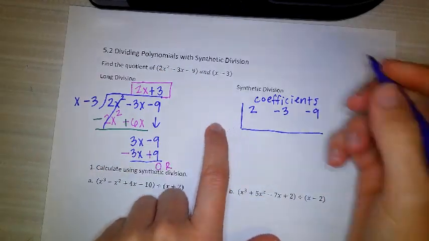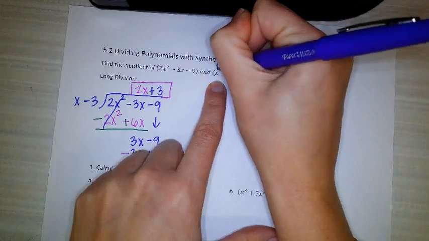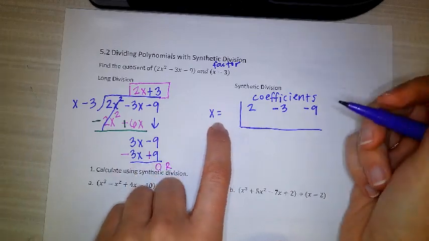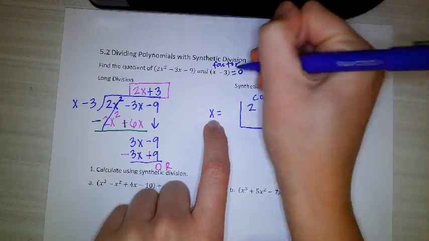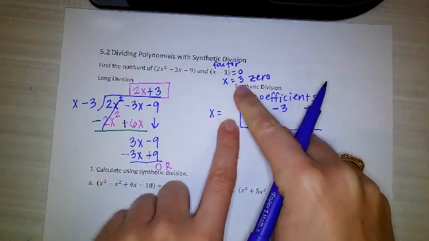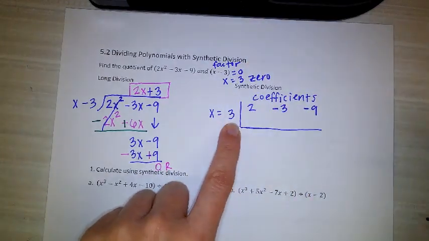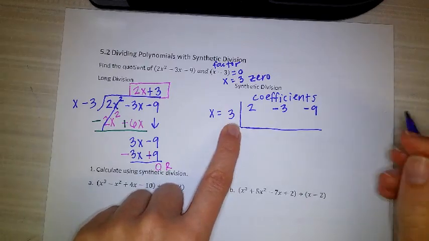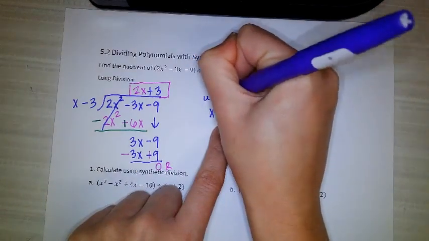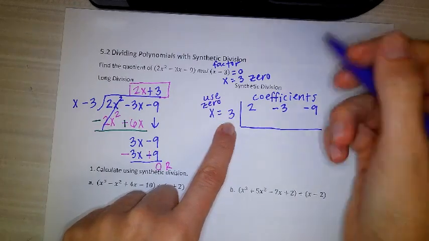And then on the outside, we need to put what x equals. So notice the problem gave us a factor. And so to find the root that corresponds with it, we would have to set it equal to 0. So x equals 3 is the actual 0, root, or solution, and that's what we want on the outside of synthetic division. Okay, so that's our setup. So out here, if you want to make a note, we need to use a 0, not just the factor. The first step is always the same.